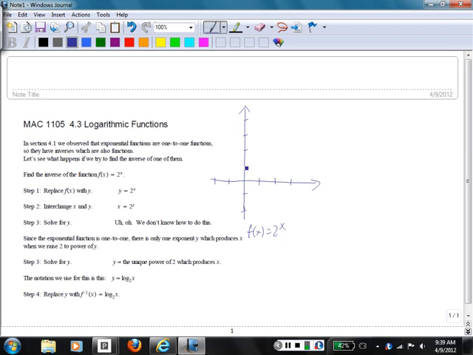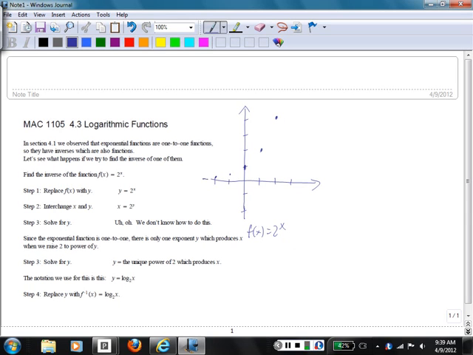2 to the 0 power equals 1. 2 to the first power equals 2. And 2 to the second power equals 4. 2 squared equals 4. What's 2 to the power of negative 1? 1/2. It's 1 over 2, so it's 1/2. And 2 to the power of negative 2 equals 1/4.